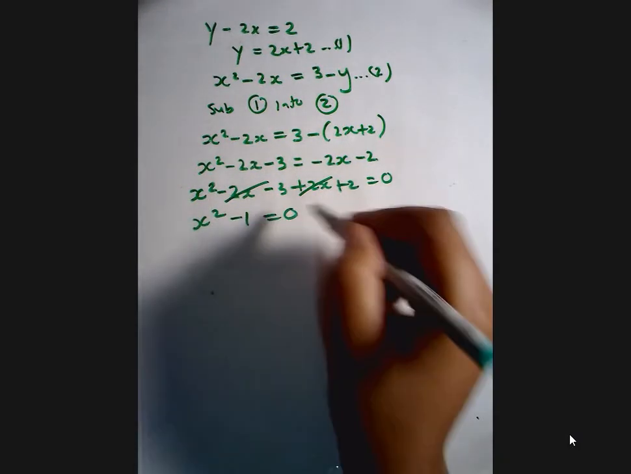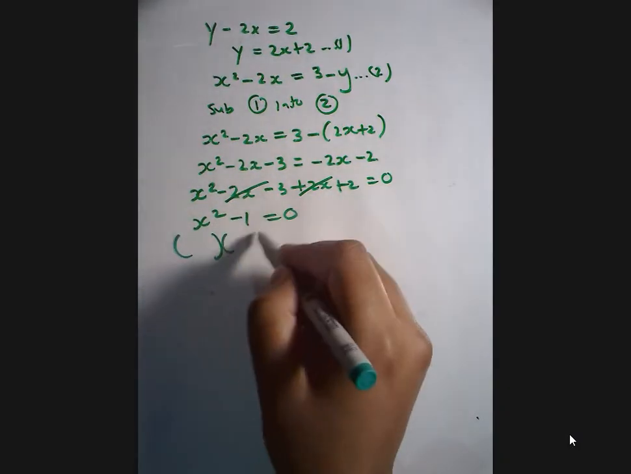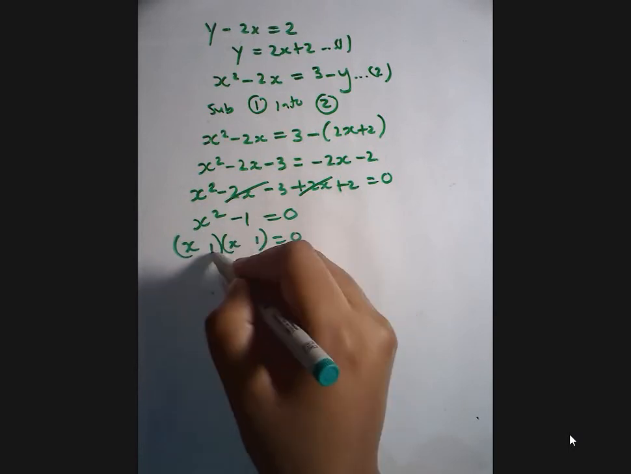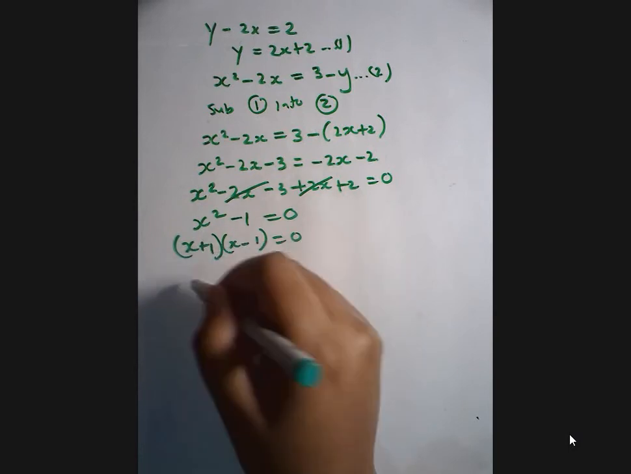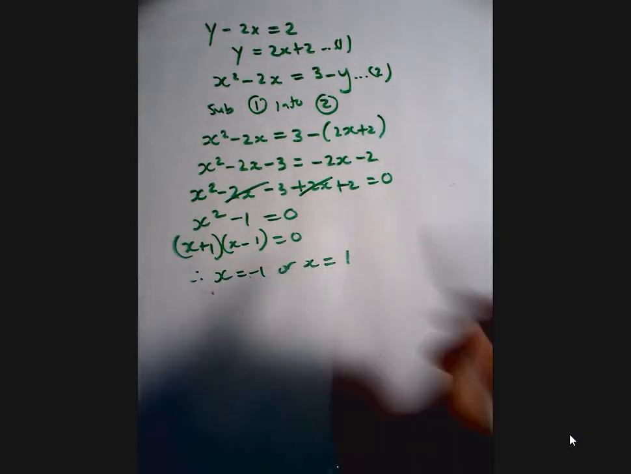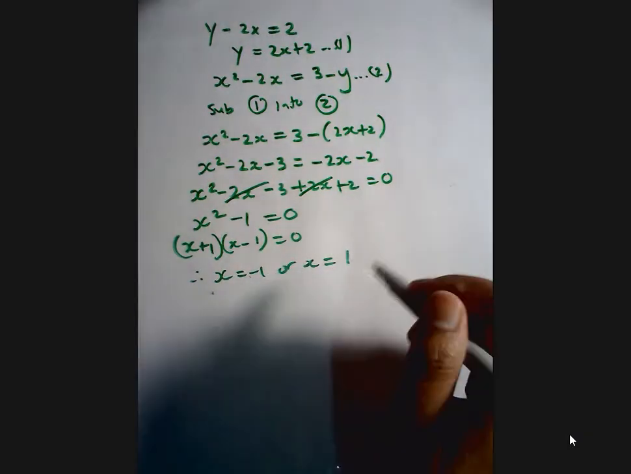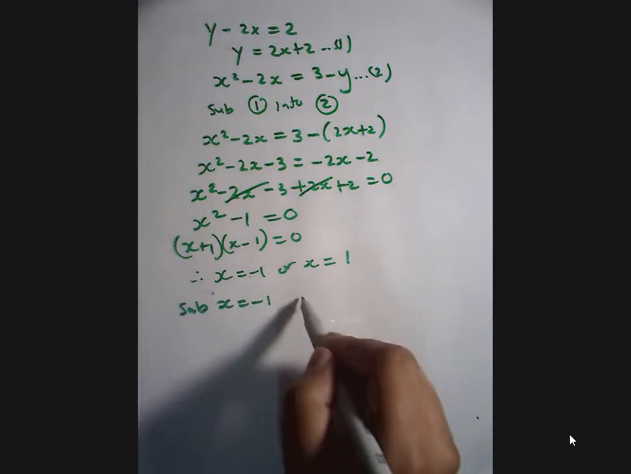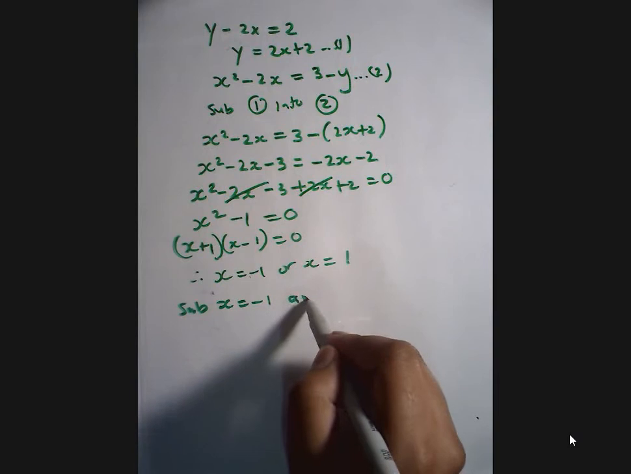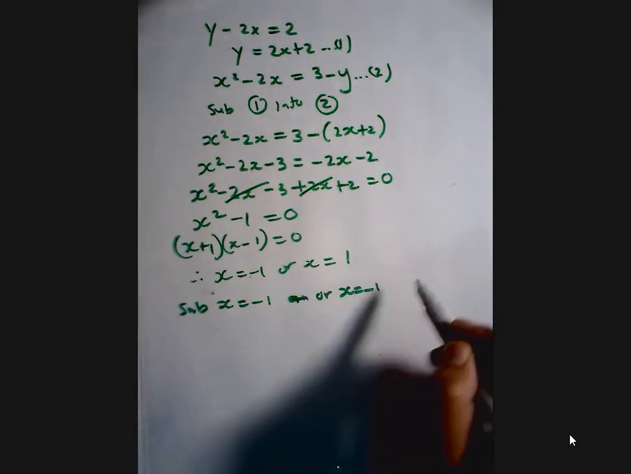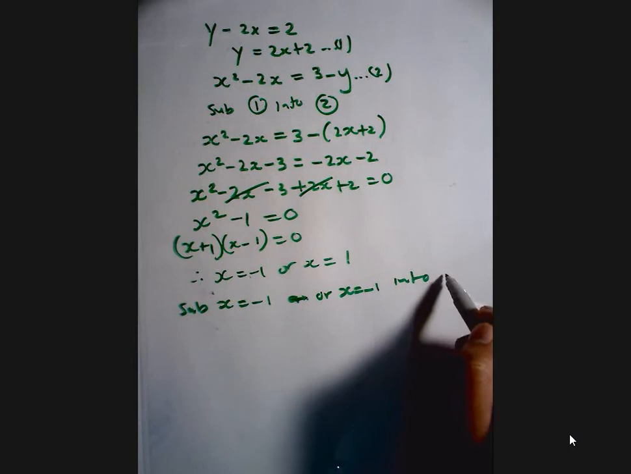Now what does this look like? Difference of two squares. So x, one positive, one negative, so therefore x is equal to negative 1, or x is equal to positive 1. So when you get this, now you're going to substitute this into equation number 1, it is easier.